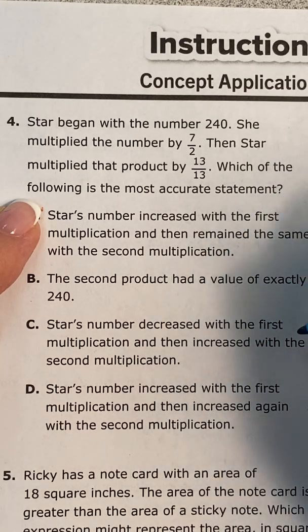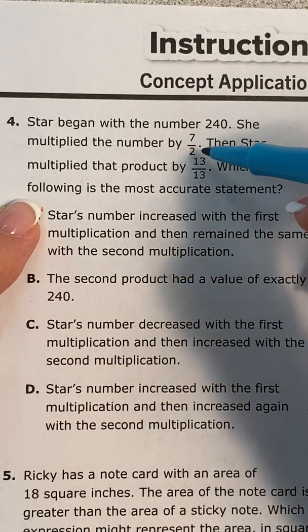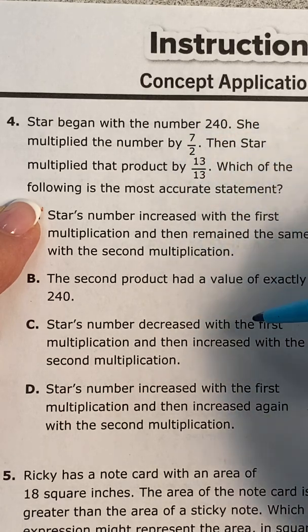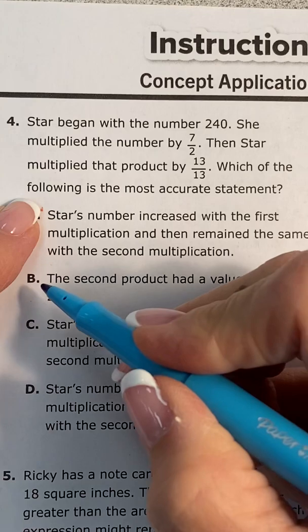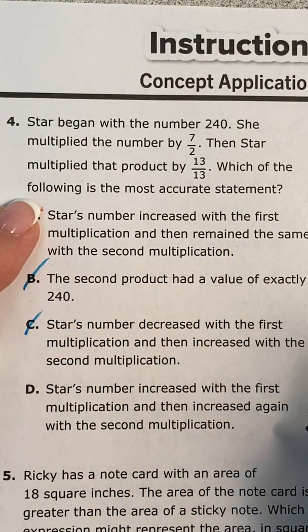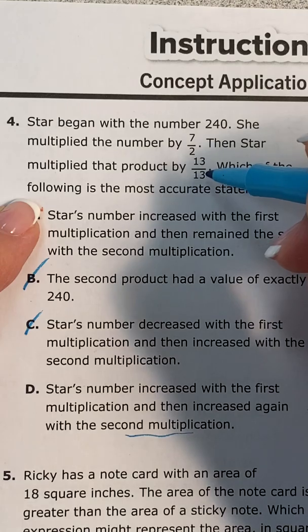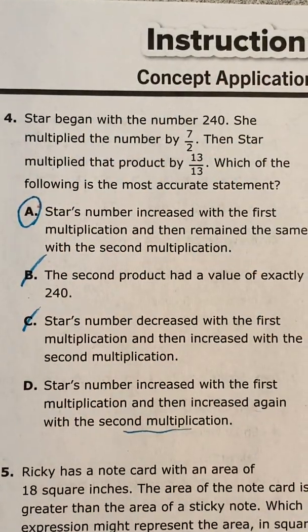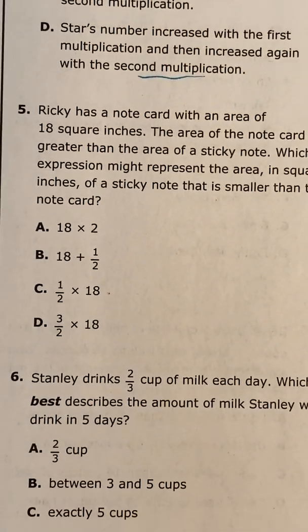Star's number decreased with the first multiplication. No. If we had these fractions reversed, the numerator and the denominator, and just said 2/7 of 240, that would make it true, but absolutely not. Star's number increased with the first multiplication and then increased again. No, it didn't increase again, because it stayed the same by multiplying by 1. So 4 is A.